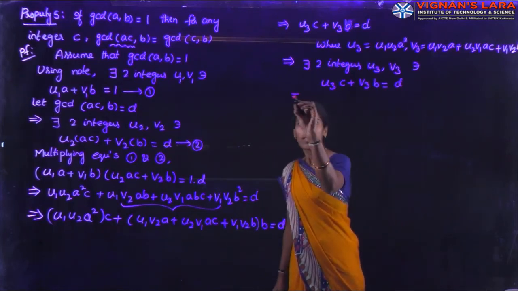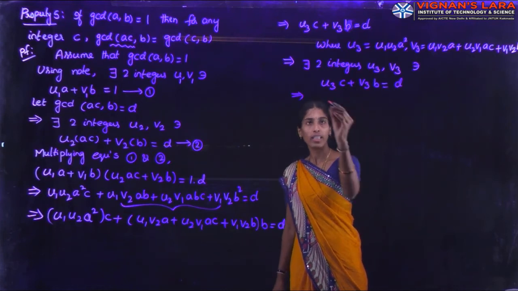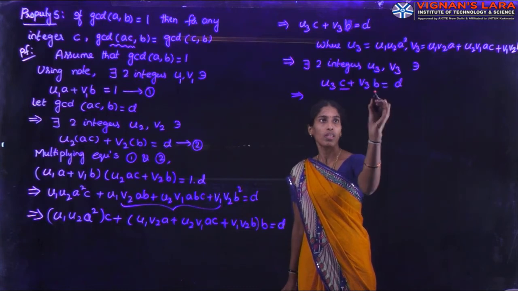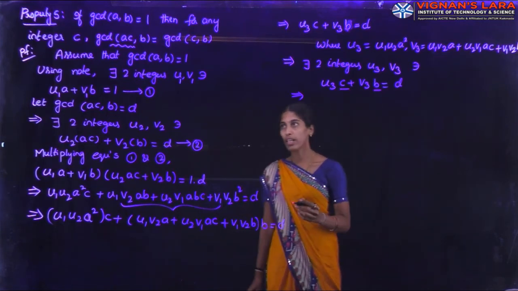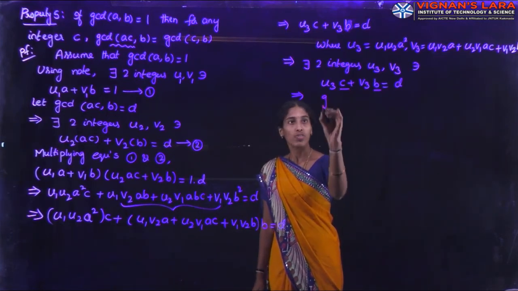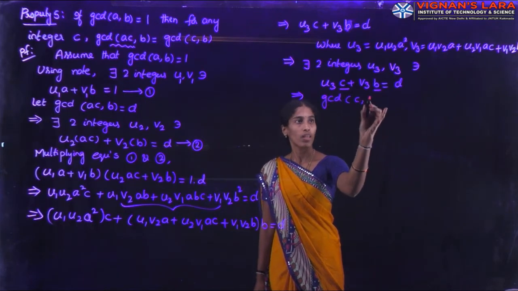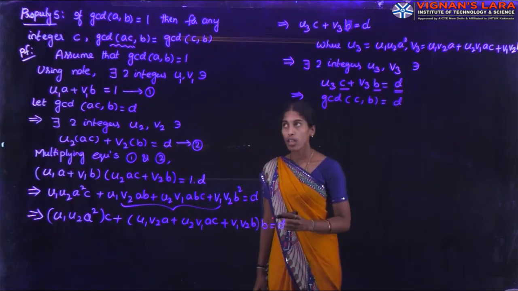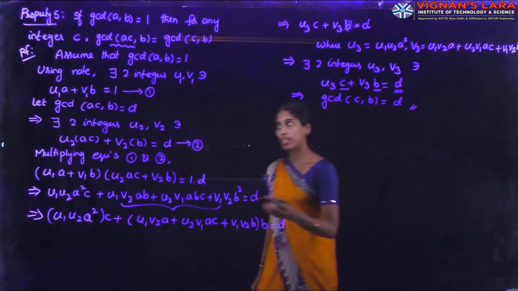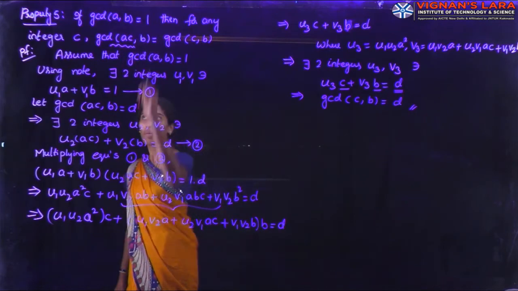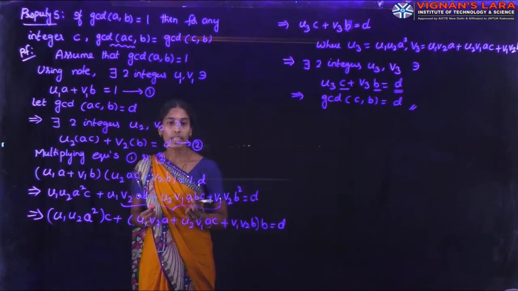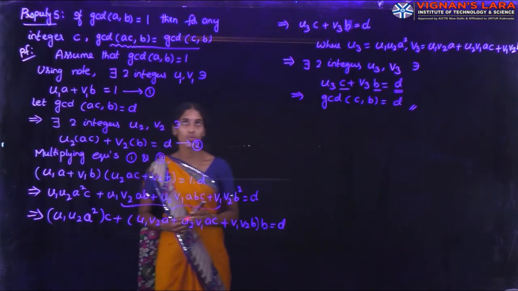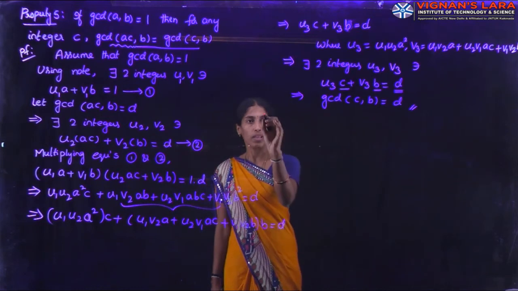So implies, whenever we get like that, this is the integral combination of c and b, right? So implies that GCD of c comma b is equal to, what is RHS? D. So with this proof completed, whenever GCD of a, b is equal to 1, for any integer c, we have GCD of ac comma b is equal to GCD of c comma b.